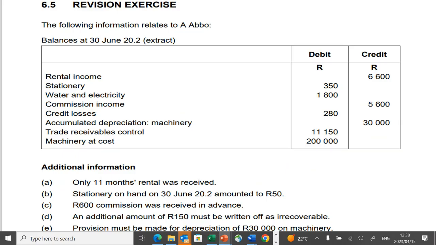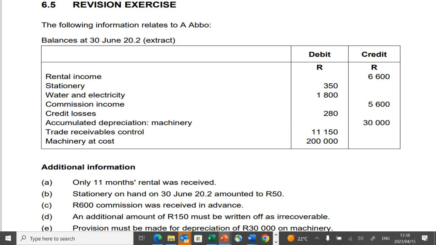Then under D, an additional amount of 150 must be written off as irrecoverable. We know this is a credit loss that we need to recognize. The credit losses that we have here of 280 does not include this 150, because they're saying an additional amount of 150 must be written off. It has not yet been written off. We need to write it off. Then on E, provision must be made for the depreciation of 30,000 on machinery. So we also need to account for the depreciation of 30,000 on machinery.